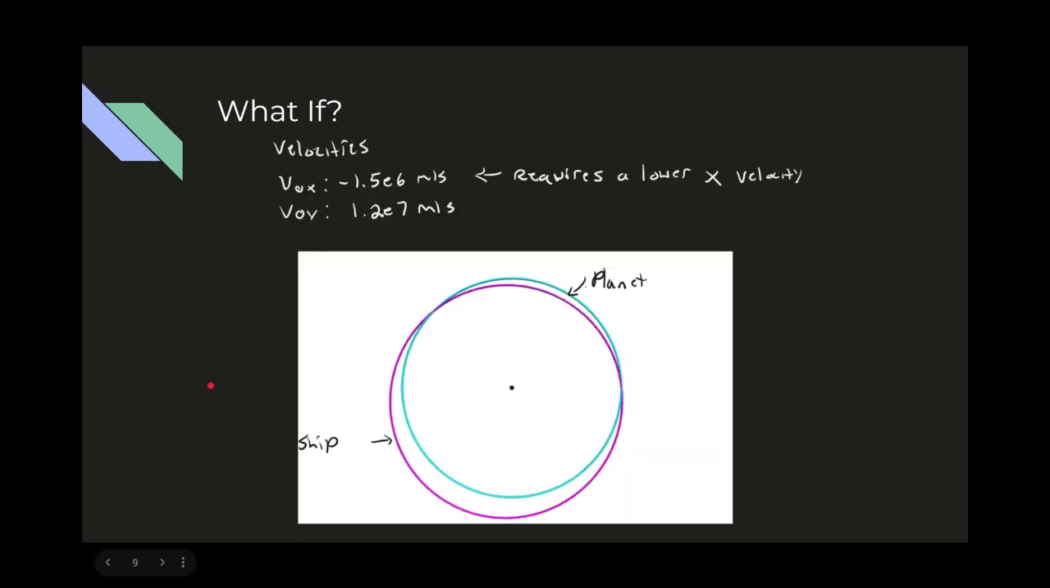What if the rocket was trying to enter orbit with a black hole instead of trying to escape the orbit? This would require a lower velocity in the x direction, leading to a lower speed overall. Once again, this velocity was found from trial and error.